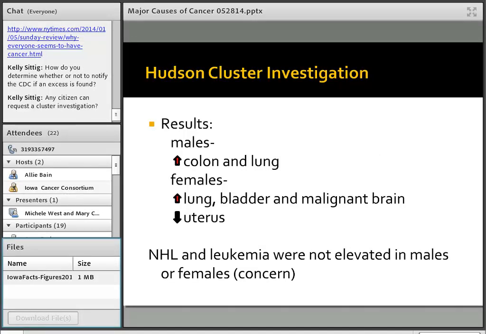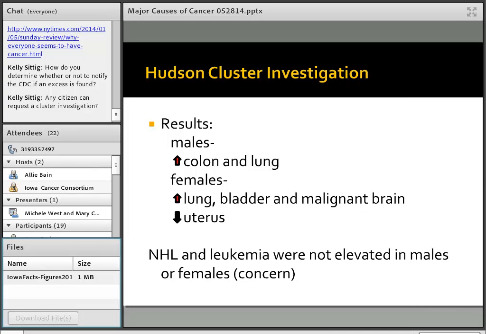Okay, so the results for the males: we saw an increase for Hudson in colon and lung cancer, and in females, we saw an increase in lung, bladder, and malignant brain cancer. And again, we saw a decreasing proportion of uterine cancer for Hudson.